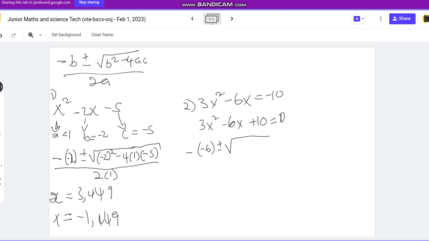This will be the square root of b. B is just a minus 6, and then squared minus 4a. What is our a here? A is just a 3, and then c is just a 10. So now you will just have something like, what is 2a? I meant a. What is a? A is just a 3, and then once you punch this on a calculator, what do you get?